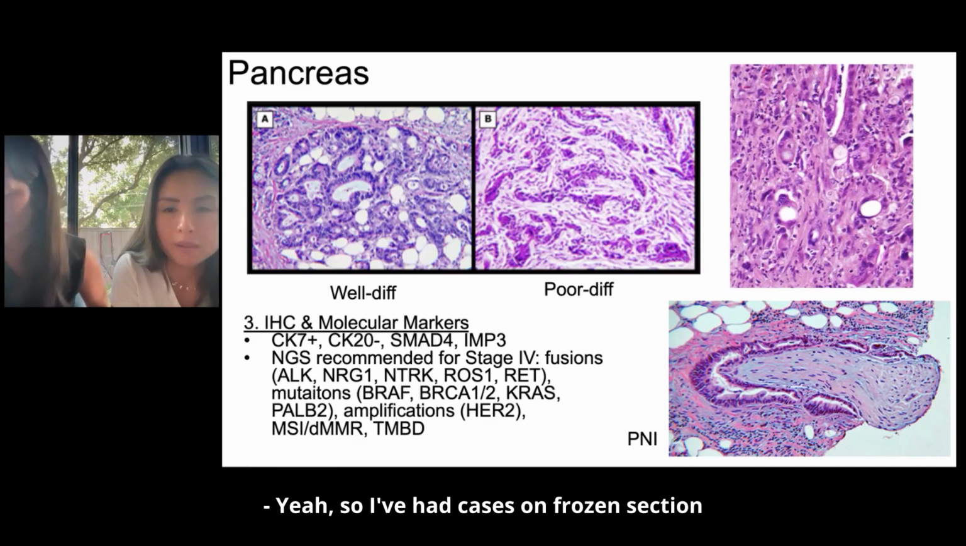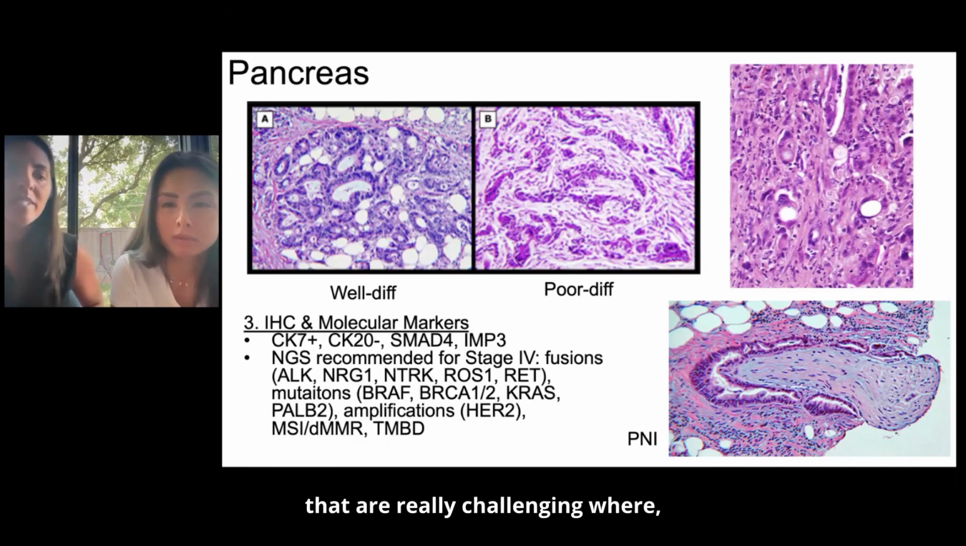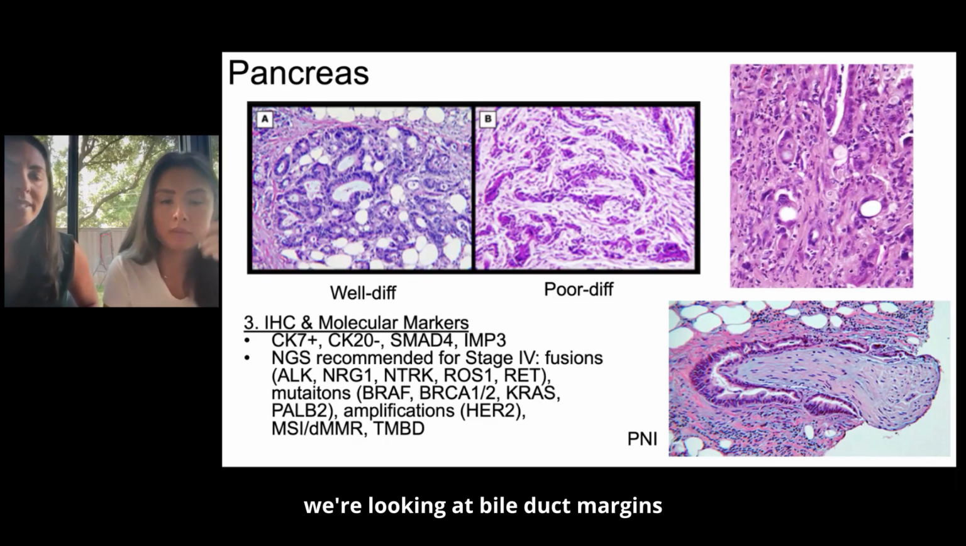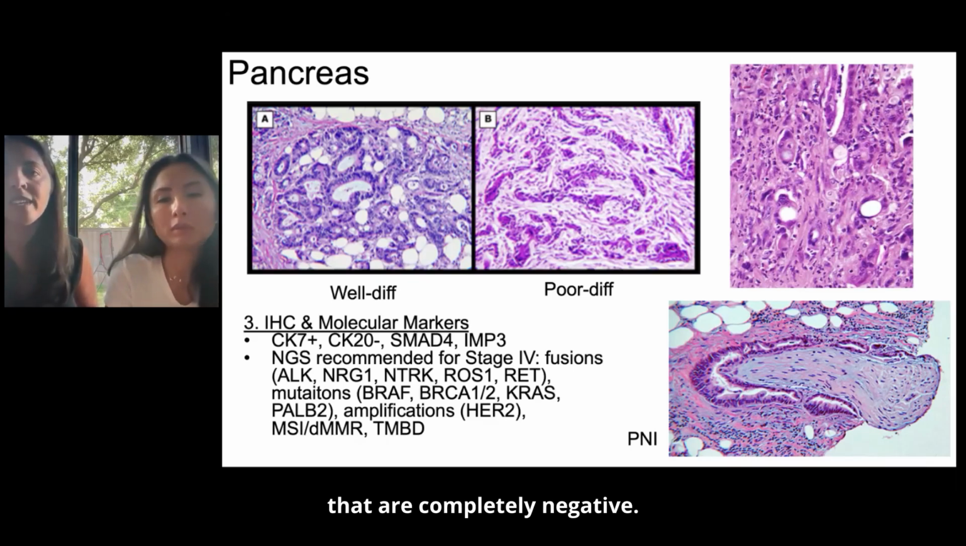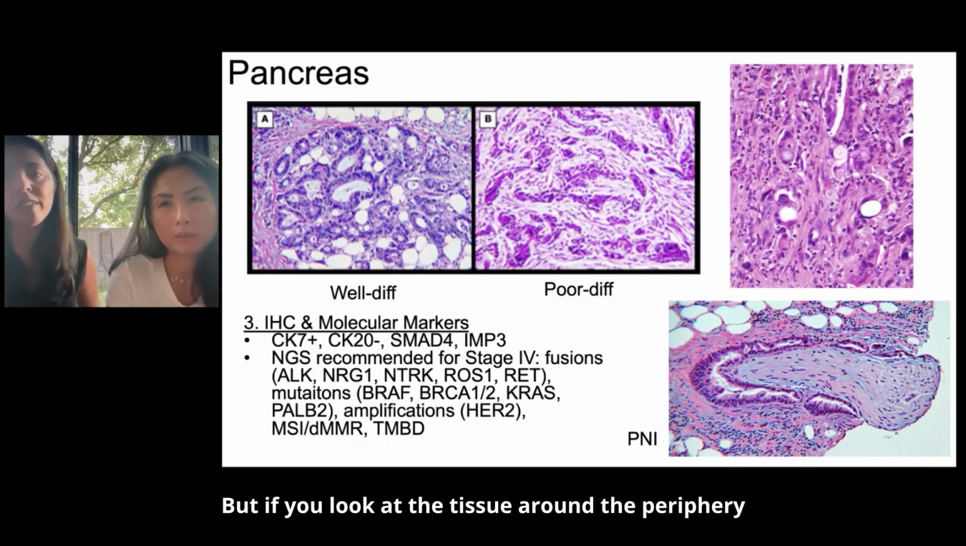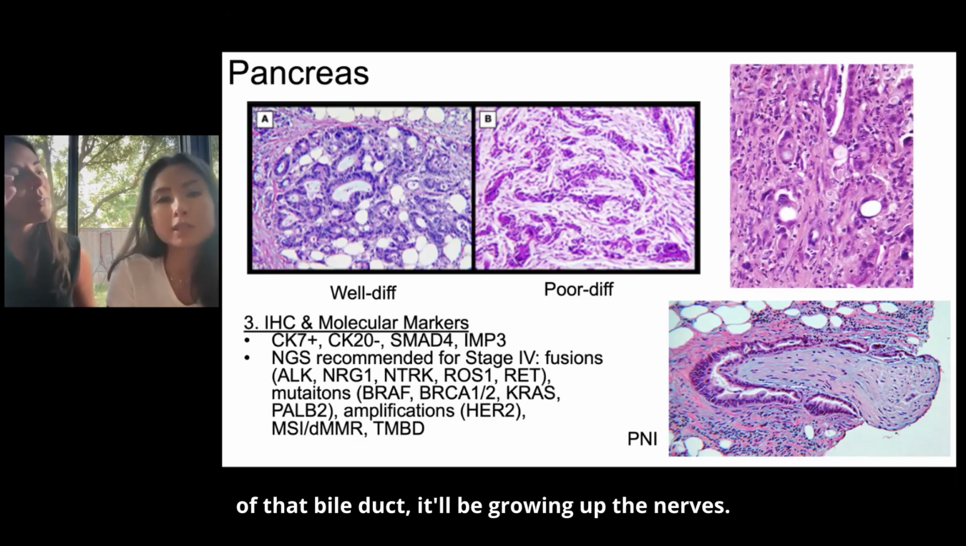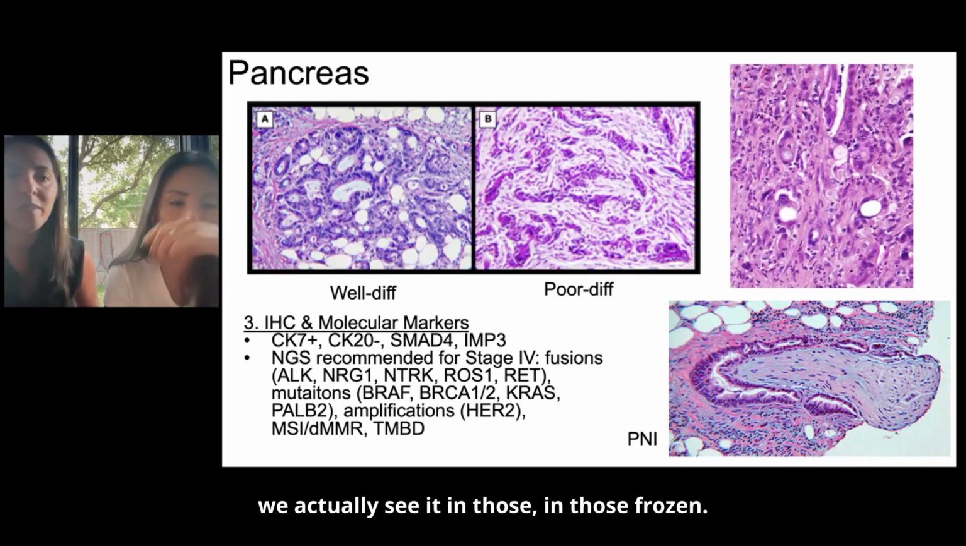I've had cases on frozen section that are really challenging, where we're looking at bile duct margins that are completely negative. But if you look at the tissue around the periphery of that bile duct, it'll be growing up the nerves. So sometimes that's the only place we actually see it in those frozens.